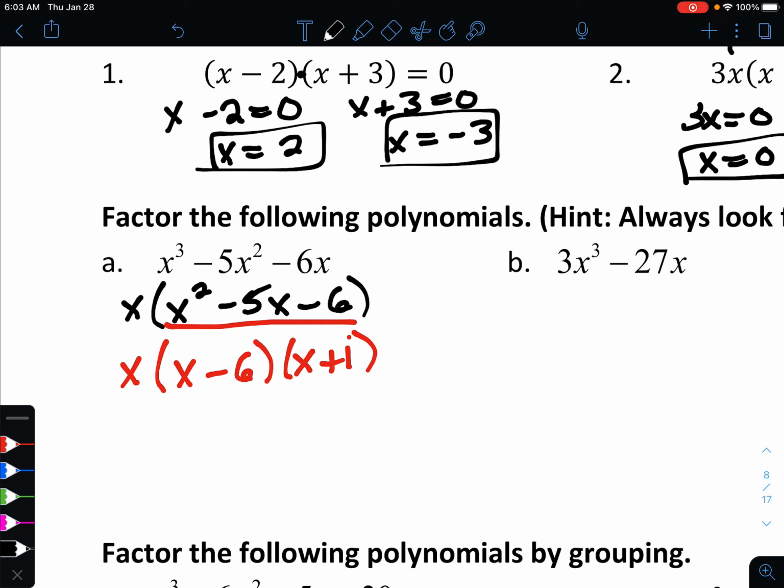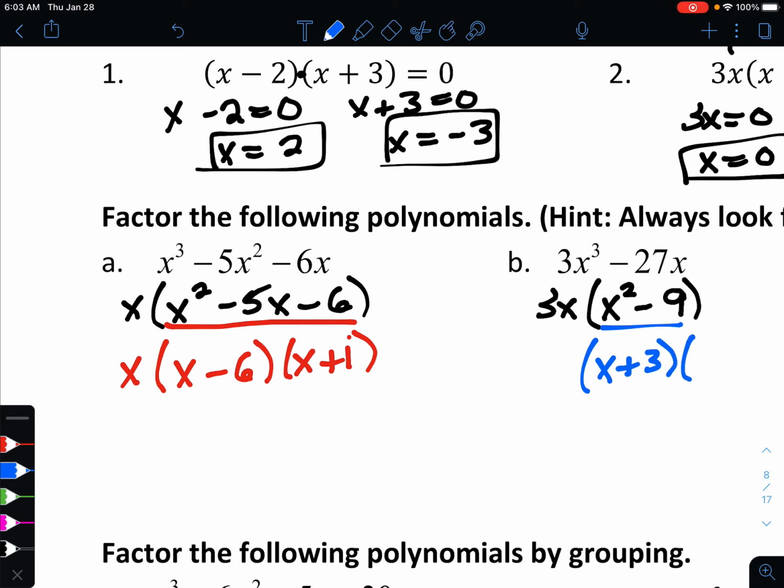All right. So for example B, 3x cubed minus 27x. Here our GCF is 3x. So let's factor that out. When we do so, we get x squared minus 9 inside the parentheses. So continuing to factor with x squared minus 9, it turns out that that is a special type. Remember that that is a difference of squares. So that's x plus 3 and x minus 3. And then we just copy down our 3x that was in front. And then there is our factoring.